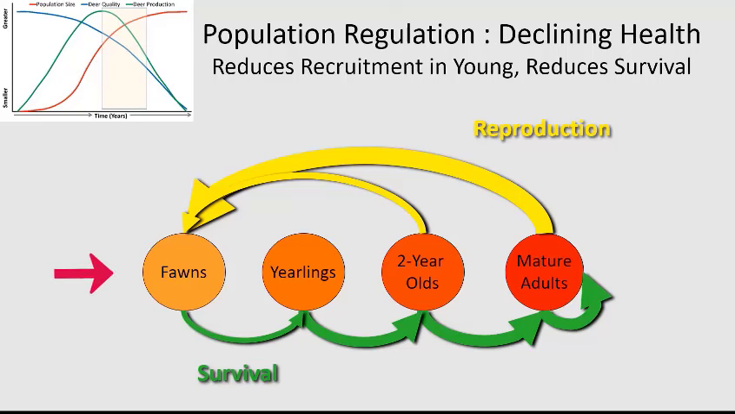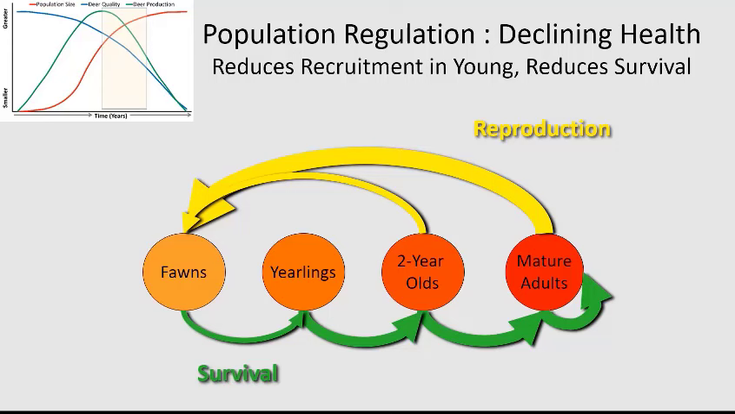And here, the yearlings are not producing any fawns because they're not healthy enough. The fawns that are being produced are not surviving quite as well. The yearlings are surviving well into the 2-year-old and 3-year-olds as well. The survival is primarily being impacted at the fawn age class. The reproduction is a little bit lower in the 2-year-olds and non-existent in the yearlings now.